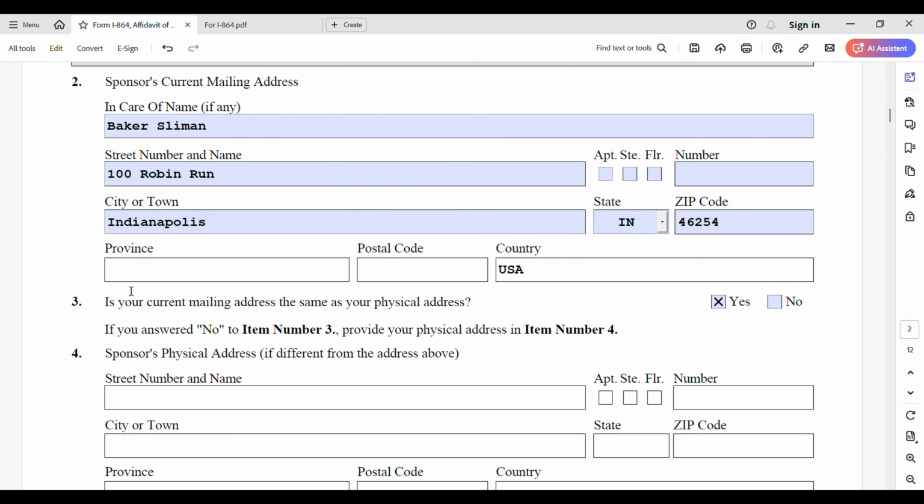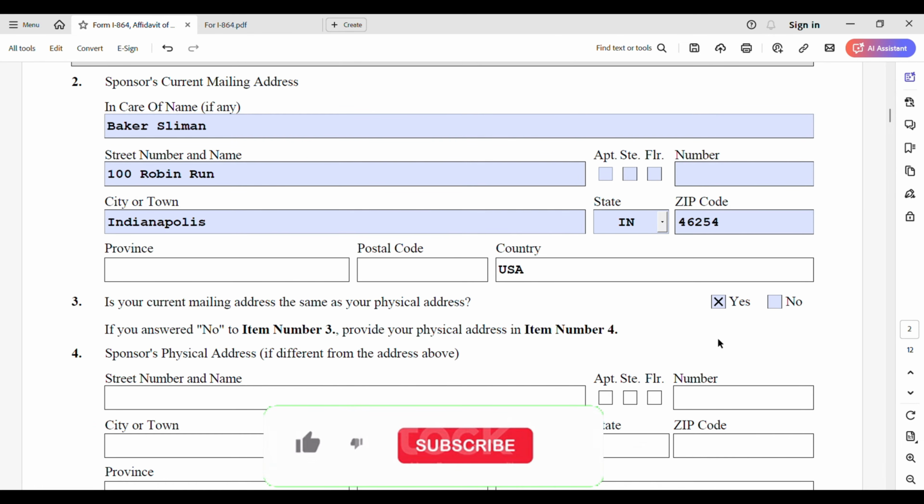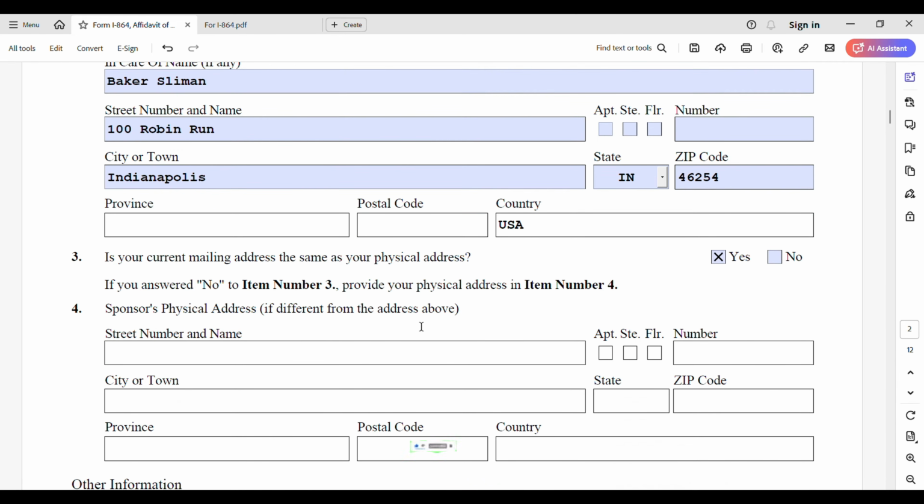Now let's go to question number 3. Is your current mailing address the same as your physical address? In my case, it is yes. If you answer no, you must provide it in item number 4, if different, of course, than above.